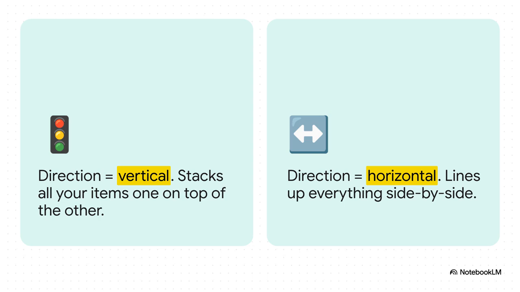So direction is super simple. By default, it's vertical, so it just stacks everything on top of each other, like you see here. But you flip that one word to horizontal, and boom, instantly, everything lines up neatly, side by side.